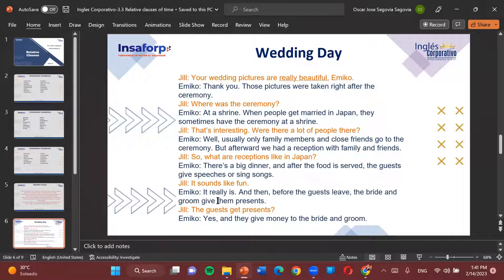And yeah, the last part, of course, is very interesting as well, where Emiko mentions that in weddings in Japan, it is actually the bride and groom who give presents to the people. And then the people give money back to them.